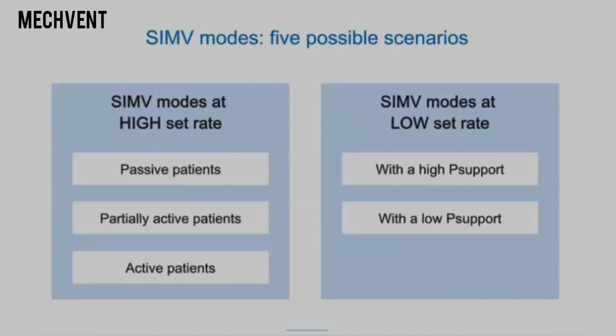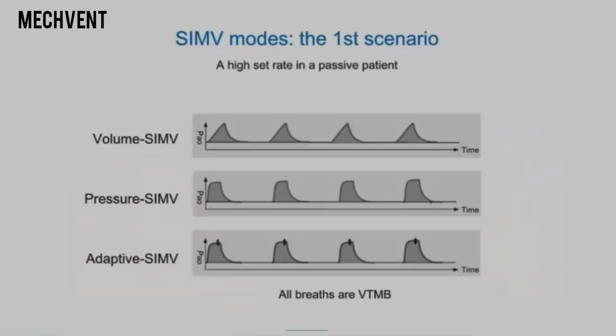Under normal conditions of use, SIMV modes may behave in one of 5 possible scenarios. 3 of them are associated with a high set rate, and the remaining 2 with a low set rate. At a high set rate, SIMV modes act very similar to CMV modes.